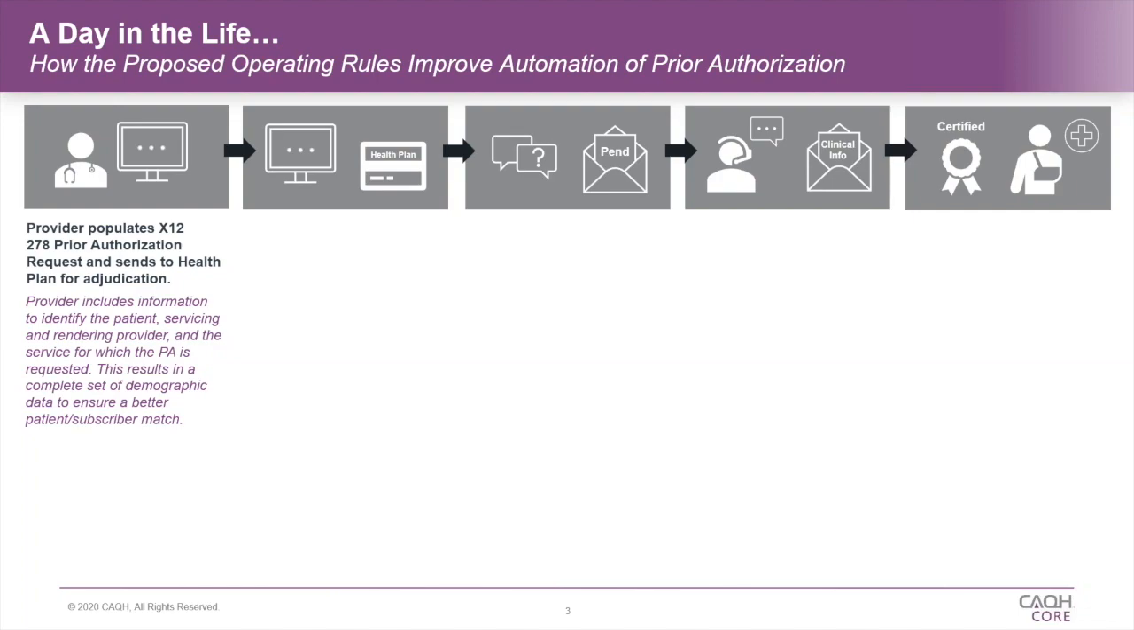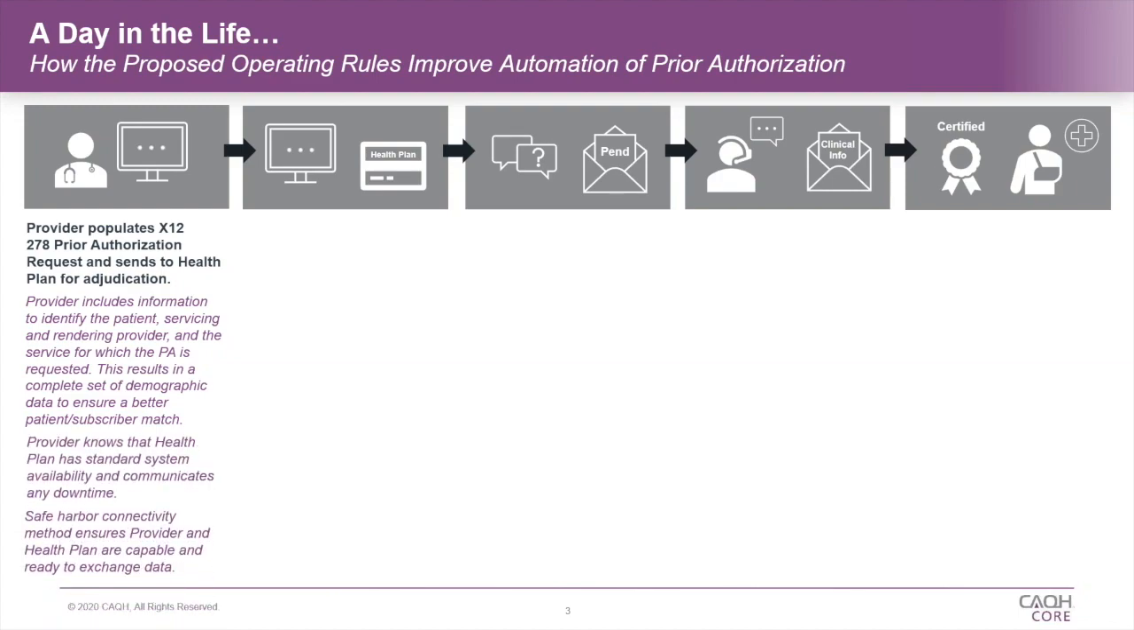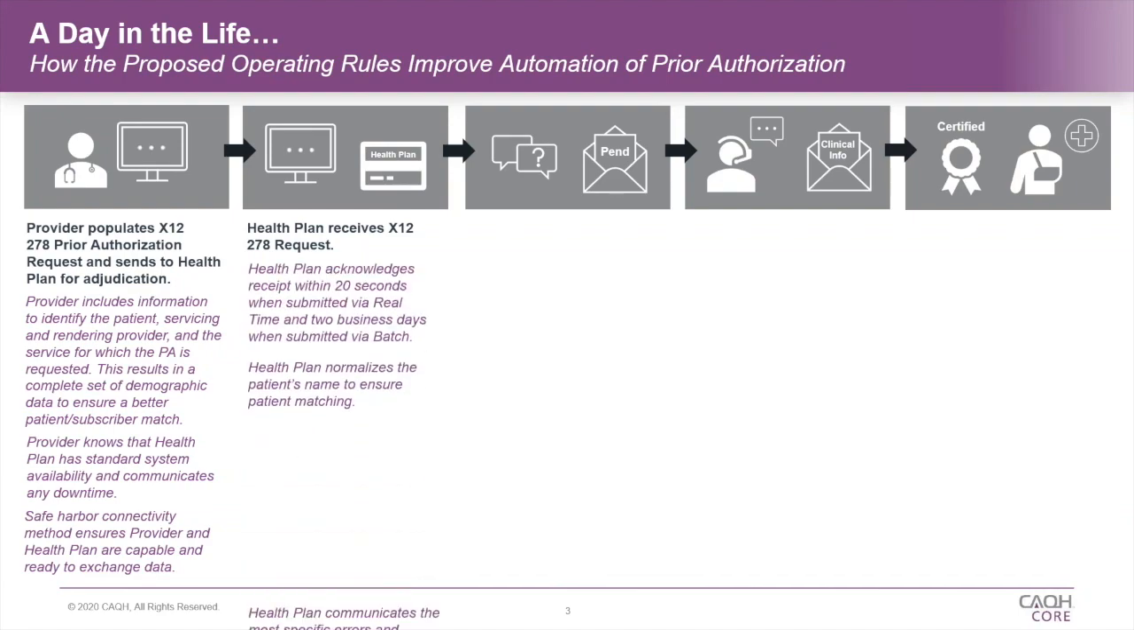The provider populates the transaction request and sends it to the health plan for adjudication. Because of the operating rules, the provider includes information to identify the patient, servicing and rendering provider, and the service for which the prior auth is requested. This results in a complete set of demographic data that improves patient and subscriber matching. The provider knows that the health plan has standard system availability and will communicate any downtime to the provider. And Safe Harbor connectivity method ensures that the provider and health plan are capable and ready to exchange prior authorization data.